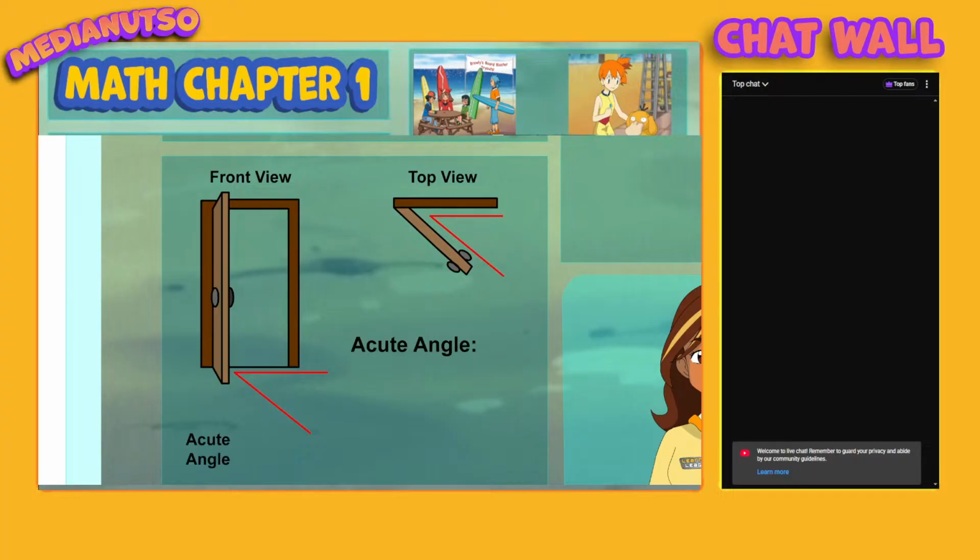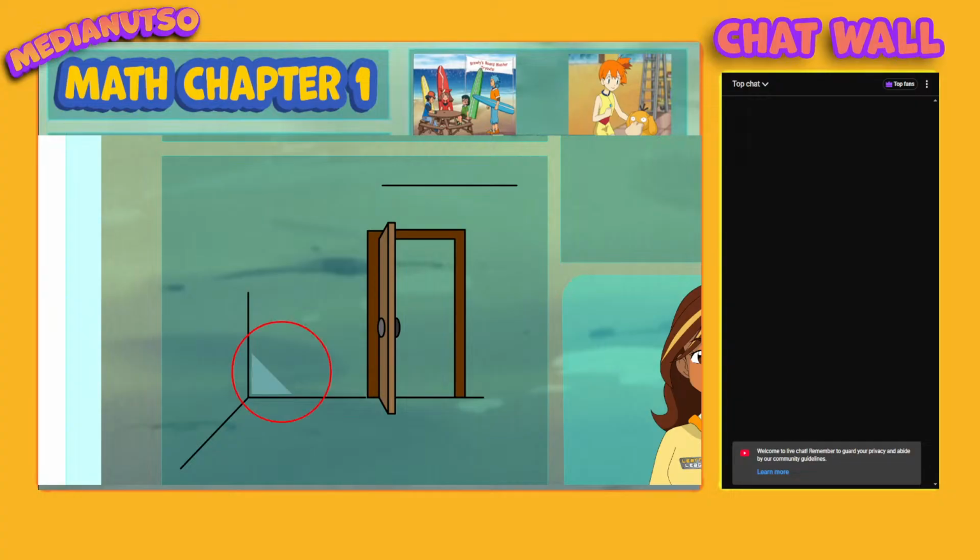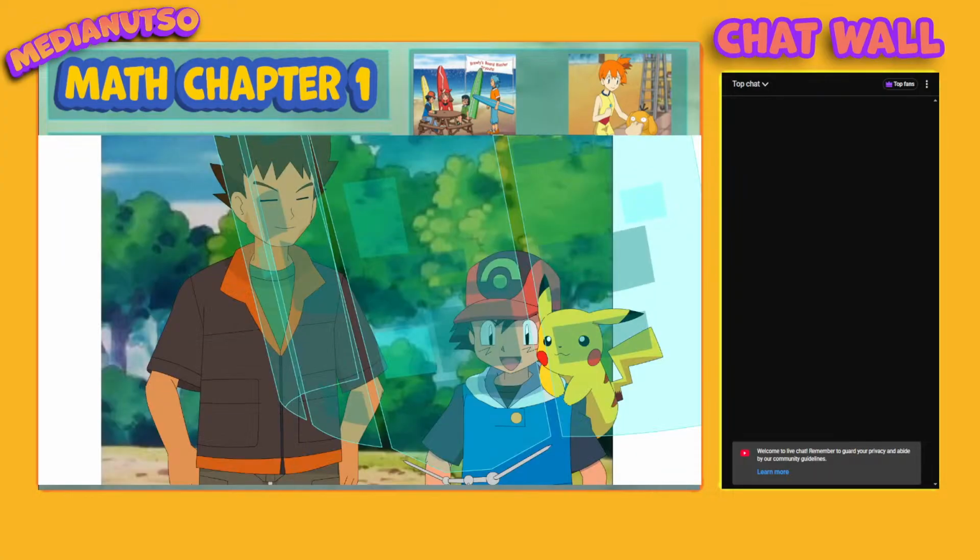It's called an acute angle, and it measures between 0 and 90 degrees. Now look at this corner. It's a right angle. A right angle measures 90 degrees. Did you know right angles are the most common angles? Oh yeah, like the corners of a box. Or the seat and back of a chair.